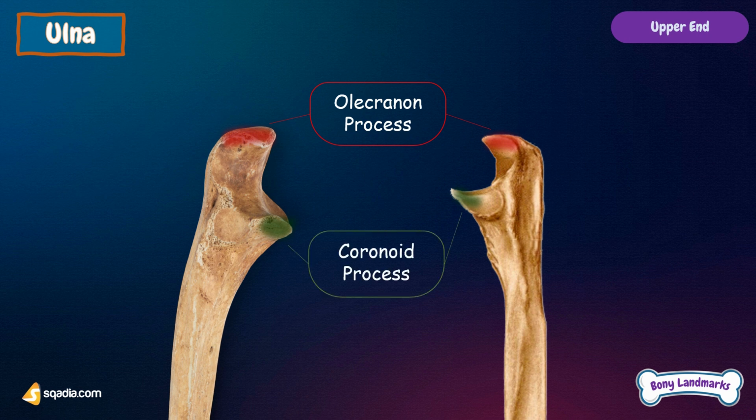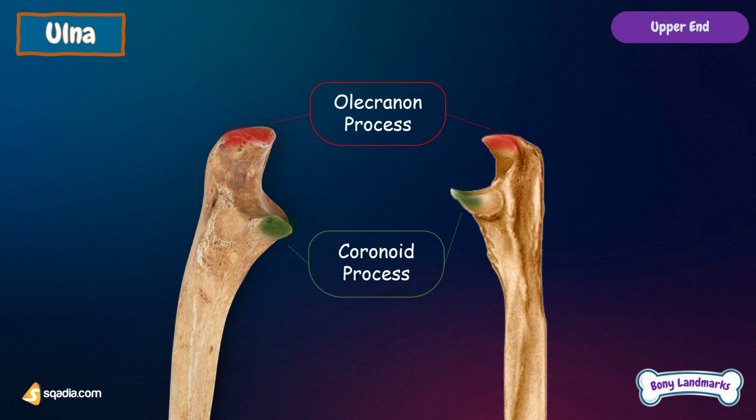Coronoid process. The coronoid process projects forwards from the shaft just below the olecranon process and has four surfaces, namely superior, anterior, medial, and lateral. The superior surface forms the lower part of the trochlear notch. The anterior surface is triangular and rough. Its lower corner forms the ulnar tuberosity.